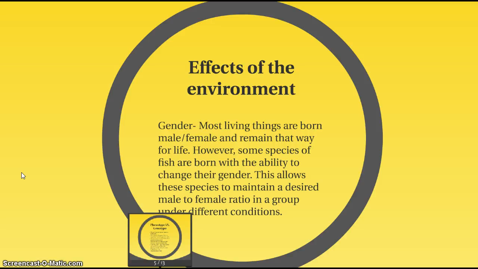Most living things are usually born male and female and remain that way for life. However, some species of fish are born with the ability to change their gender. And this allows the species to maintain a desired male to female ratio in a group under different conditions. So depending on what the environment needs, the fish will then change from male to female or vice versa.